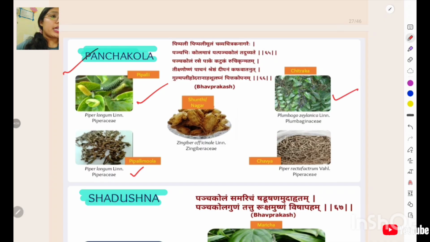This is your Chitraka, that is Plumbago zeylanica, Chavya is Piper retrofractum, that is Piperaceae family again, and Zingiber officinale, Zingiberaceae family. When you take all of these in one kola, it becomes Panchakola, which has tikshna, ushna properties, pachana, shreshtha, deepana, and kaphavatajit. It is used in conditions like gulma, pleeha, udara, shula, and pittakopana.